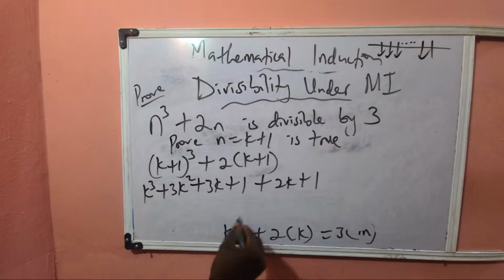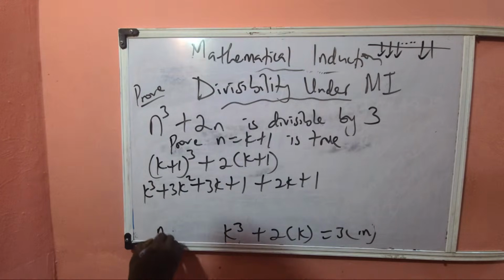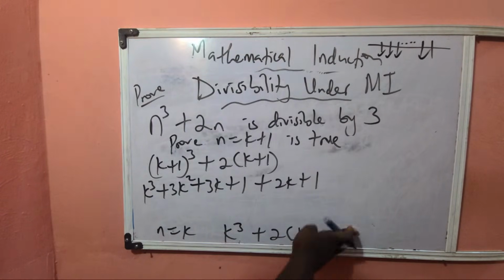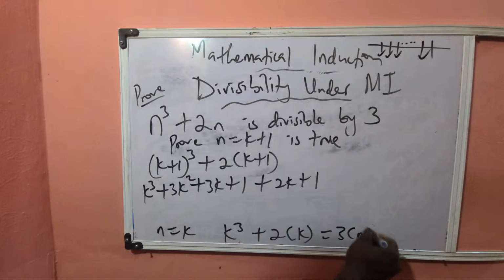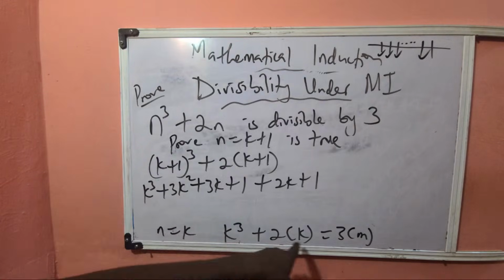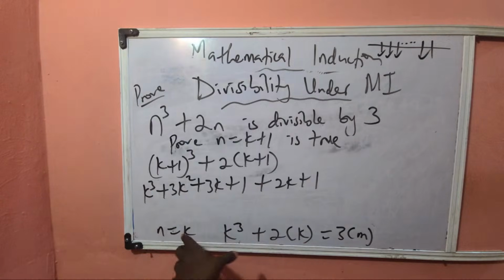Just in case you have forgotten, this was the place where your n was k. This is the expression here, which I said was supposed to give you a value that was 3 times m, 3 times a particular integer m. So if this is the case, now look at something. Can you see something happening here? Can you see any expression that has to do with this n equals k? Can you see any of it in this particular place?